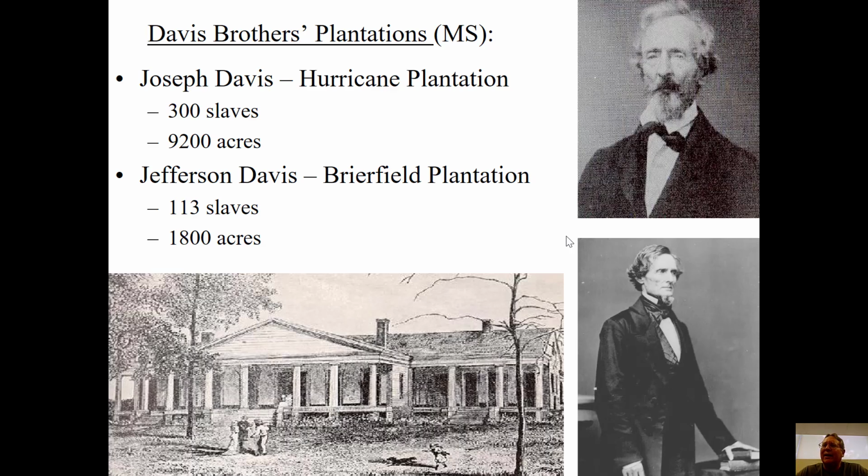So again, this is the idea of leisure time. People like Jefferson Davis, because they are so wealthy, because they have people that can work and maintain that wealth for them, they can pursue other interests. They can do things like politics. They can kind of think about becoming president of the United States, which is very much on Jefferson Davis's mind. Well, he is going to be president eventually, but not of the United States. He'll be president of the Confederate States of America.